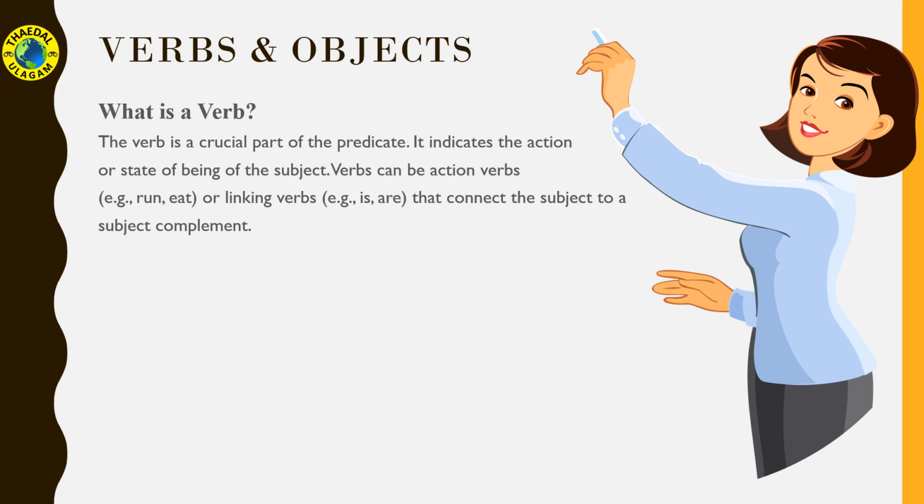The verb is a crucial part of the predicate. It indicates the action or state of being of the subject. Verbs can be action verbs such as run, eat, or linking verbs such as is, are, which connect the subject to a subject complement. We will learn about subject complement later in this video.